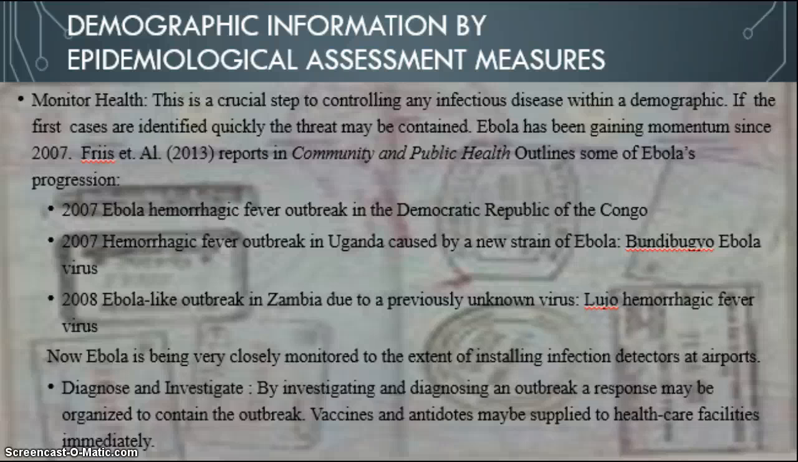2007 Ebola hemorrhagic fever outbreak in the Democratic Republic of Congo. 2007 hemorrhagic fever outbreak in Uganda caused by a new strain of Ebola, Bundibugyo Ebola virus. 2008 Ebola-like outbreak in Zambia due to a previously unknown virus, Lujo hemorrhagic fever virus. Now Ebola is being very closely monitored to the extent of installing infection detectors at airports.